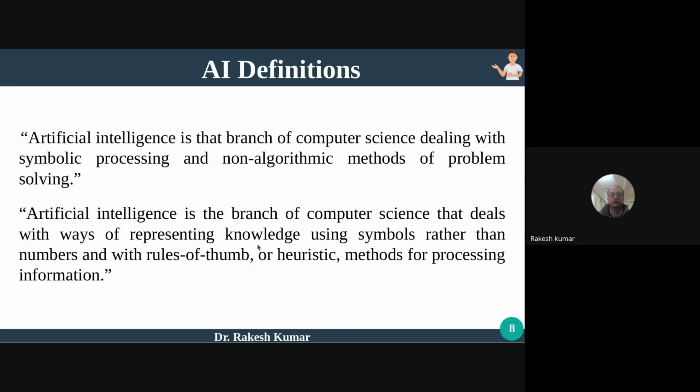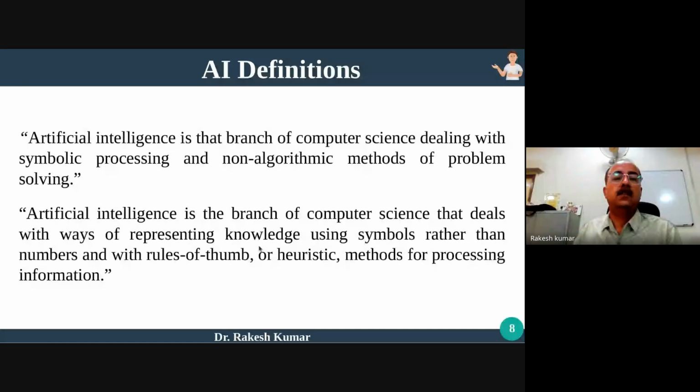Okay. So I was telling you that a number of definitions of the word artificial intelligence have been given, and some of them I am sharing with you right now. One is that it is a branch of computer science which deals with symbolic processing and non-algorithmic methods of problem solving. Another is that artificial intelligence is a branch of computer science that deals with ways of representing knowledge using symbols rather than numbers, and with rules of thumb or heuristic methods for processing information.